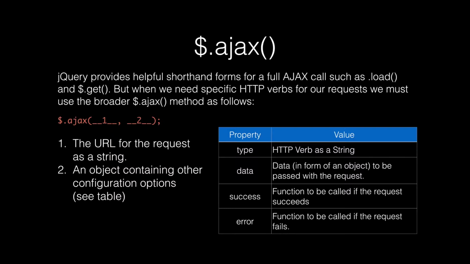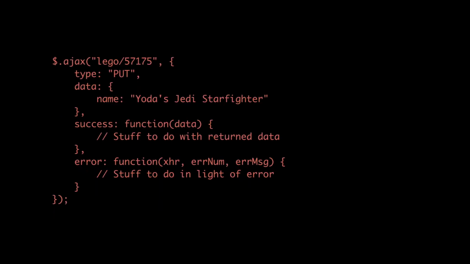All right, so that's the structure. We'll be looking at examples next. So here's one where we're using a put request, and we're sending off to the Lego/57175. That's going to be something where we'll have something called an endpoint, and we'll be passing in this case, the 57175 is probably the ID number for the specific Lego item that we want to update in this case, because we're calling a put request.